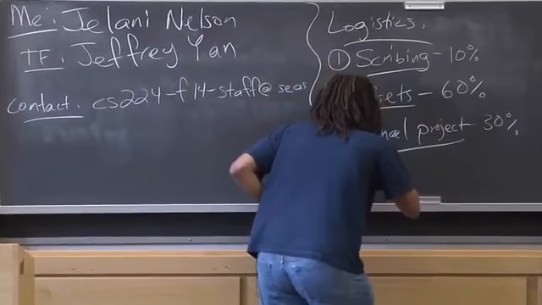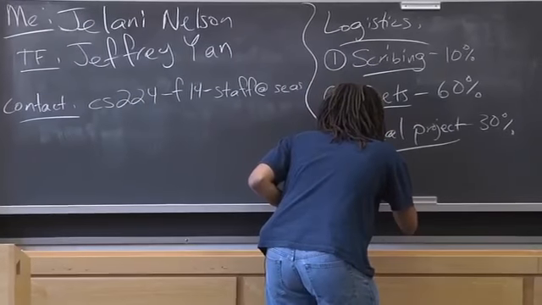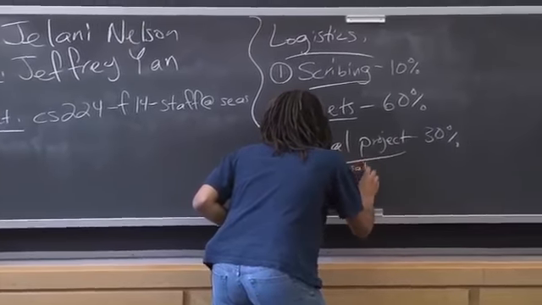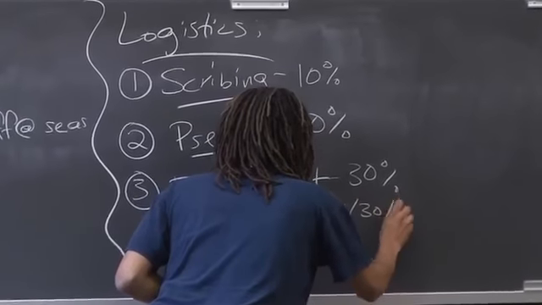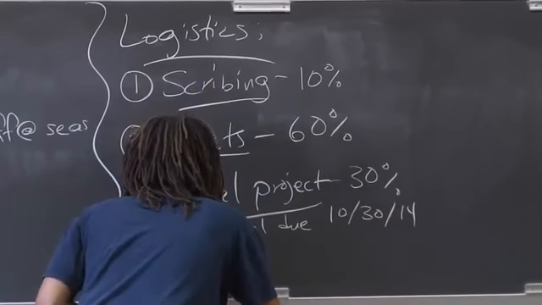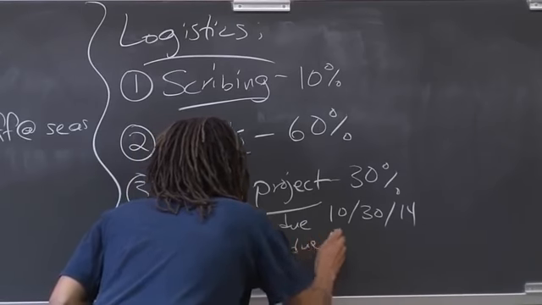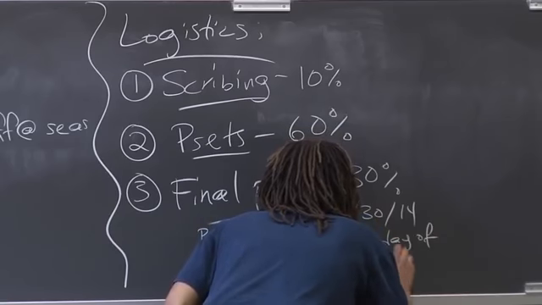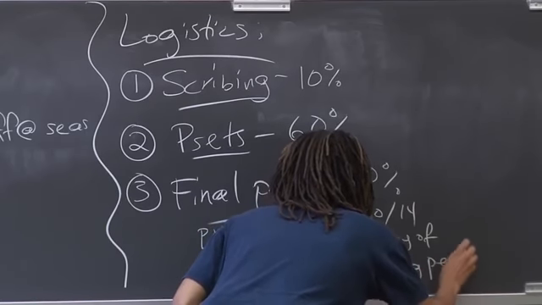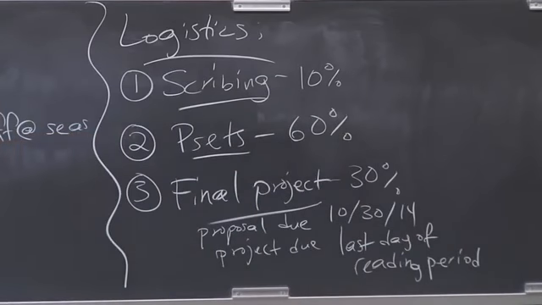So, final project. There's a proposal for your final project. I think it's on the website, but I think it's October 30th. And then the project is due the last day of reading period. I'll read through the proposals and make sure I like the idea of the project and give you feedback regarding it, and then you spend the last 6 weeks, roughly, working on the project.